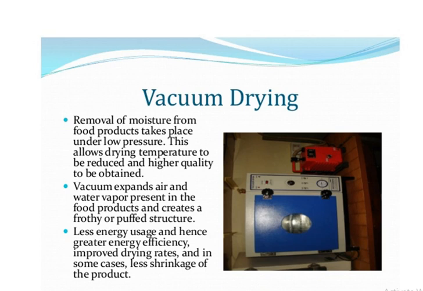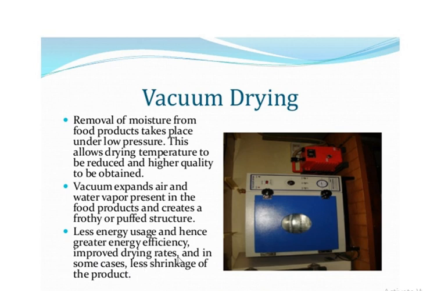Next type of drying is vacuum drying. This is one of the latest drying methods, and removal of moisture from the food products takes place under low pressure. This allows the drying temperature to be reduced and higher quality to be obtained. Vacuum expands the air and water vapor present in the food products and creates a frothy or puffed structure. It requires less energy, and hence gives greater energy efficiency and improved drying rates, and in some cases less shrinkage of the product takes place.